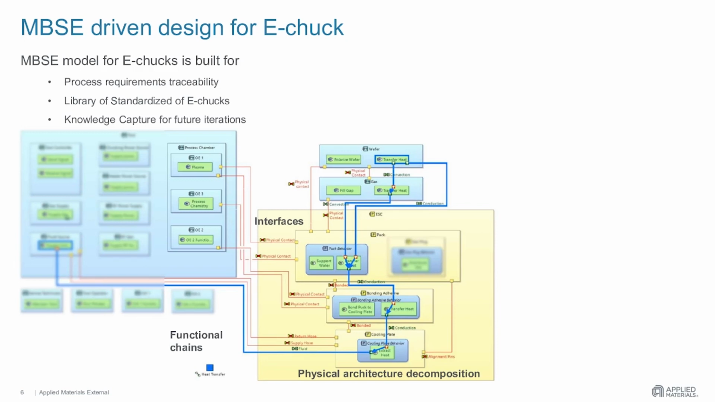So in the puck, for example, we have a puck behavior with two functions. One is support wafer, and the other one is called transfer heat. And we're using transfer heat as an example for this particular demonstration. So you can see I've defined a transfer heat function for all the components here. Along with the puck, we have the bonding adhesive with a couple of functions defined. Then we have a cooling plate with its function defined.